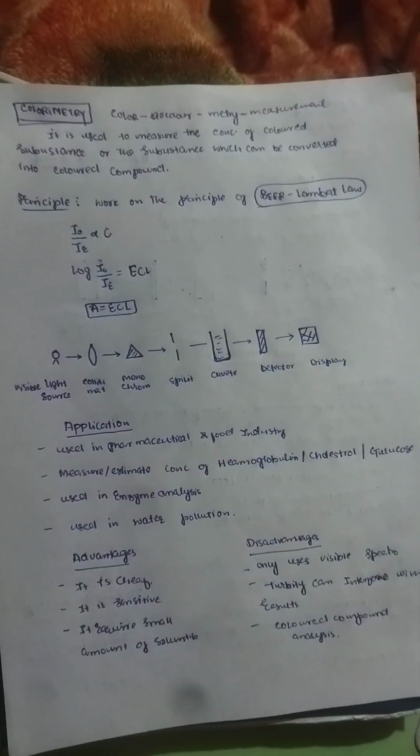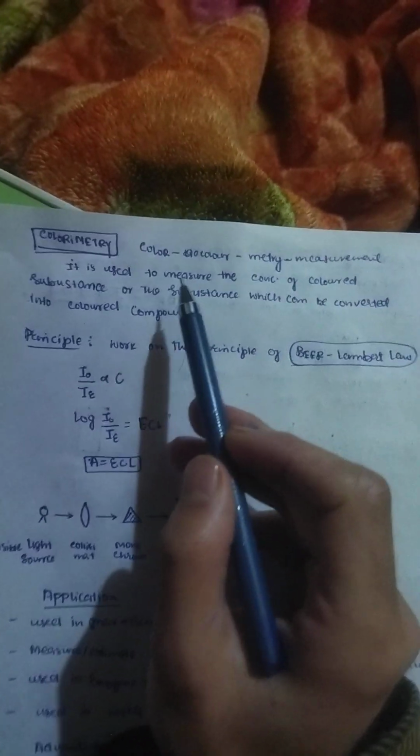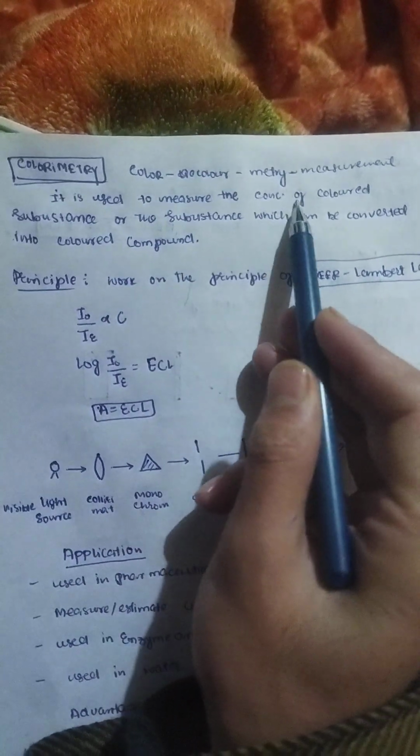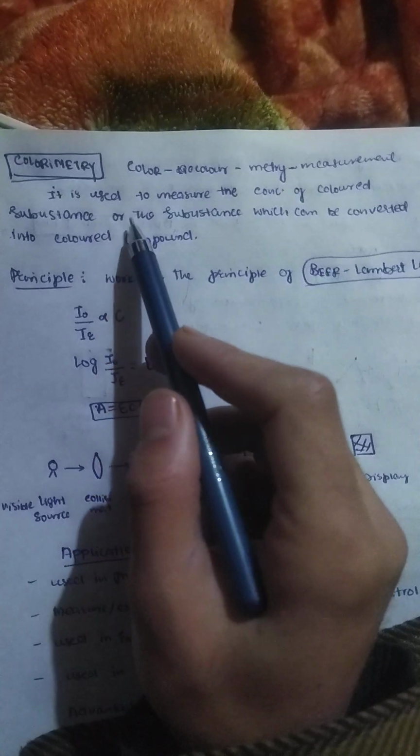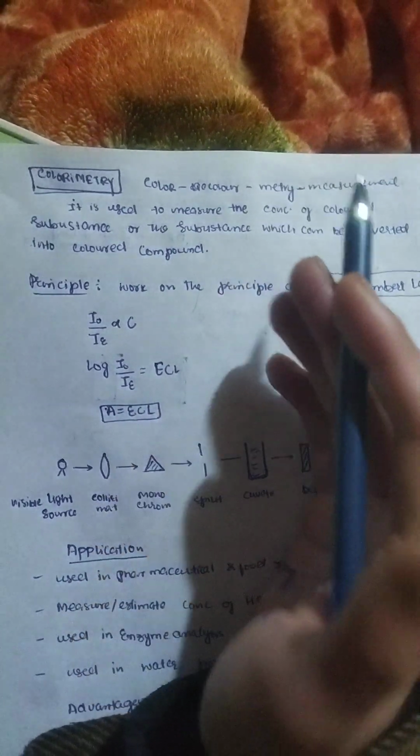Today our topic is colorimetry. Color means color and metry means measurement. In colorimetry, it is used to measure the concentration of colored substances or substances which can be converted into colored compounds.